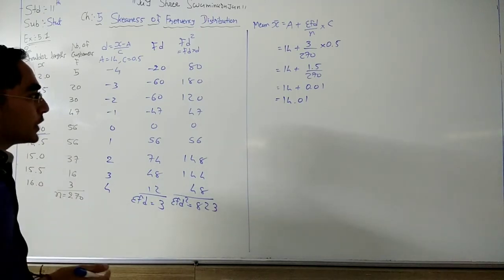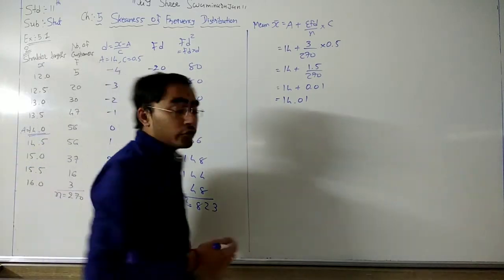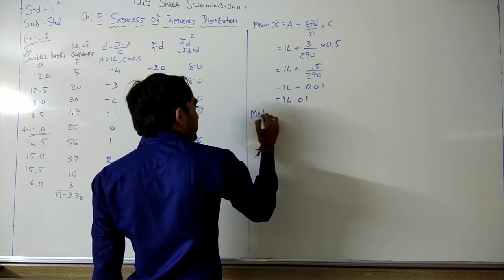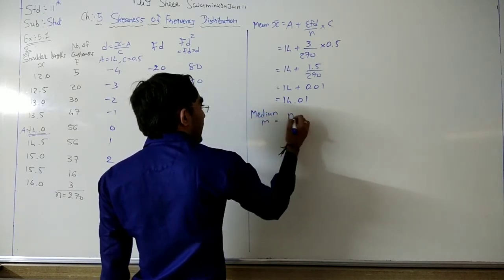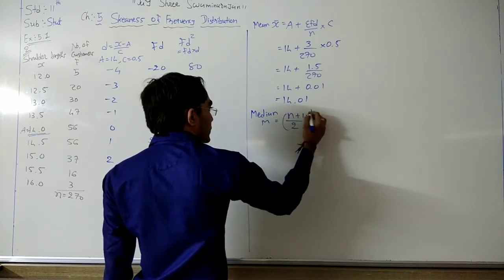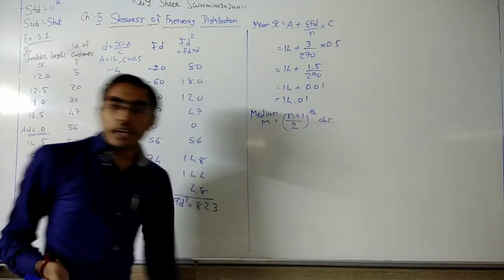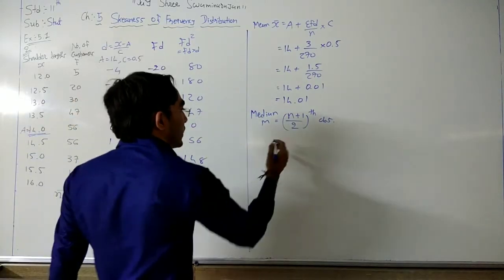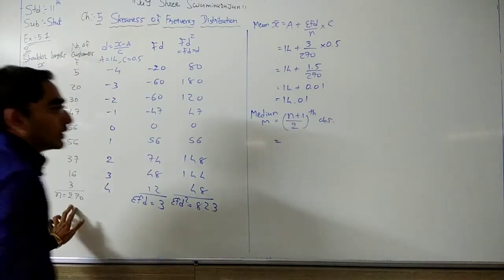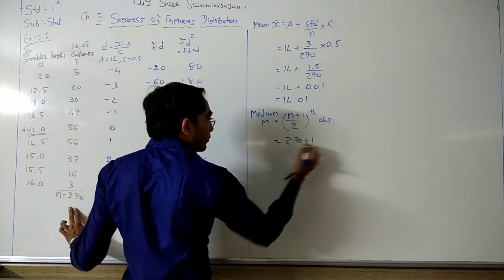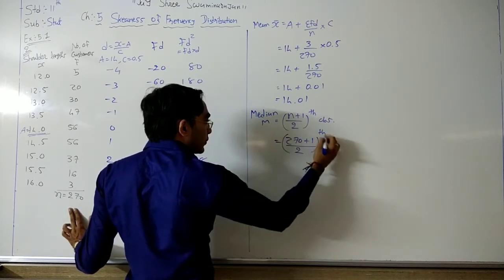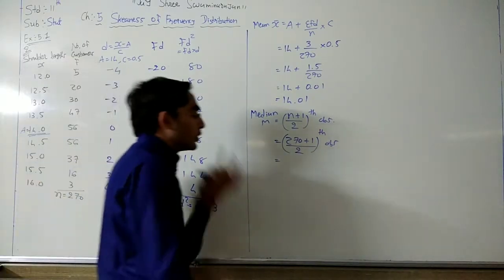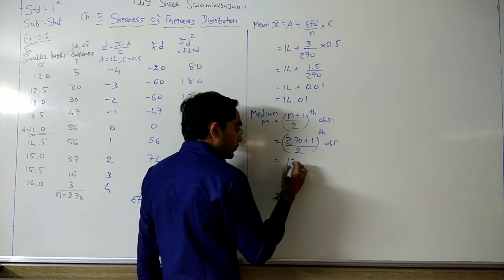After that, we need to find the median, right? Because here mode is not defined, so we need to find the median. Okay, what is the formula of median? N plus 1 by 2th observation. Right? This is a discrete frequency distribution, so we need to use this formula. Now N is 270. So 270 plus 1 divided by 2 observation. Now 270 plus 1, 271 divided by 2. So 135.5.